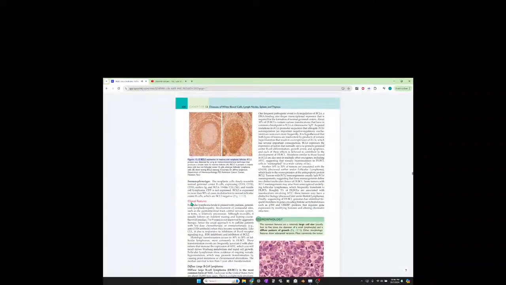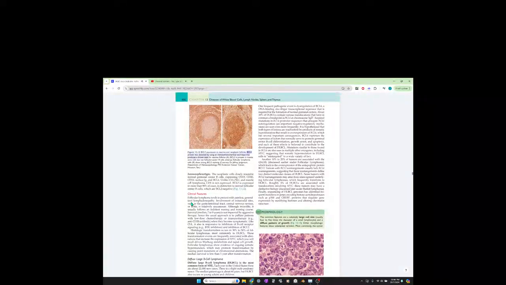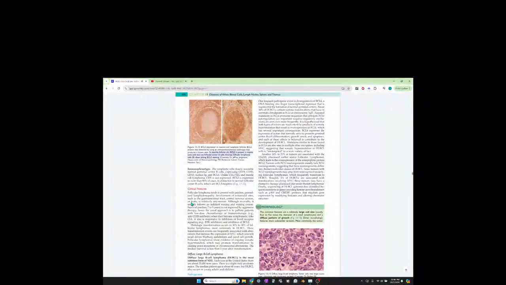Figure 13.12 BCL2 expression in reactive and neoplastic follicles. BCL2 protein was detected by using an immunohistochemical technique that produces a brown stain. In reactive follicles, BCL2 is present in mantle zone cells but not follicular center B cells, whereas follicular lymphoma cells show strong BCL2 staining.